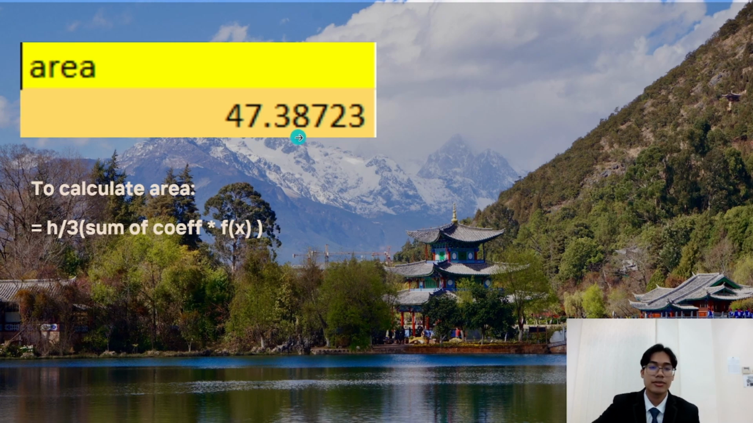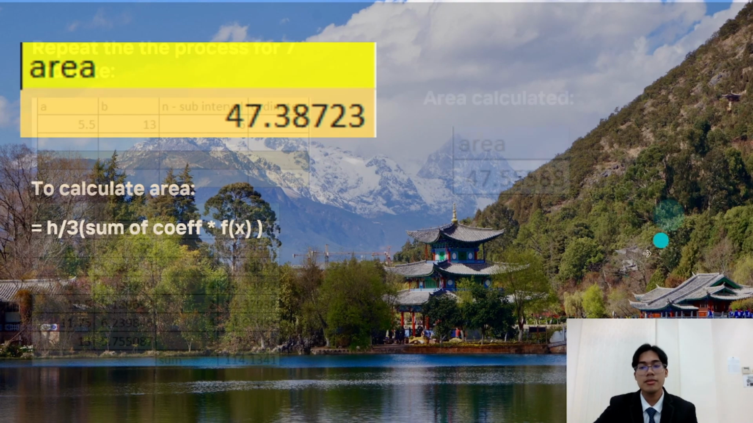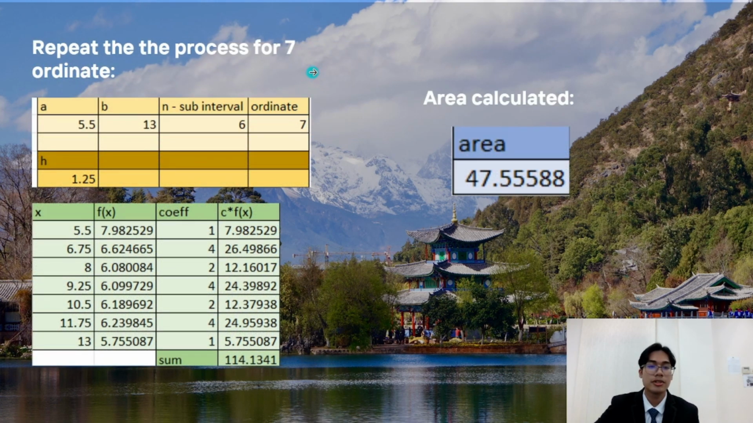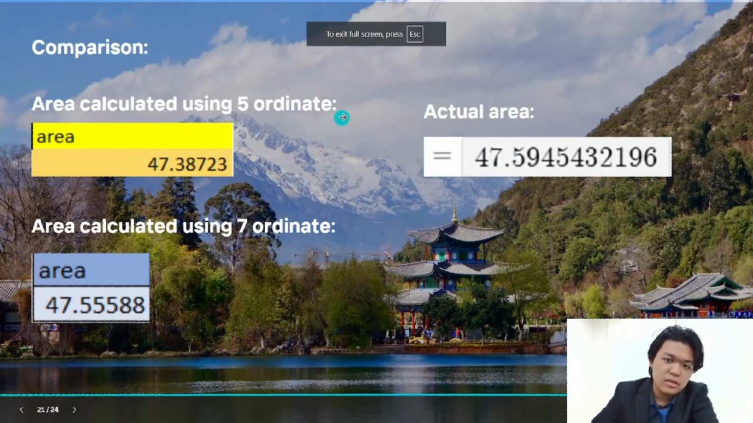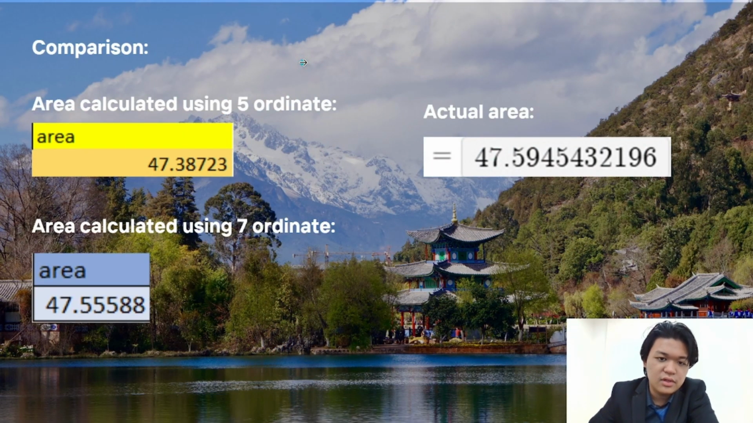Then we got the area under the graph. Since the question asks us to leave the answer in 5 decimal places, we got 47.38723. Then we repeat the entire process for 7 ordinates, and we got the area under the graph as 47.55588. So for comparison, the area calculated using 5 ordinates is 47.38723, and the area calculated using 7 ordinates is 47.55588, where the actual area is 47.5945.